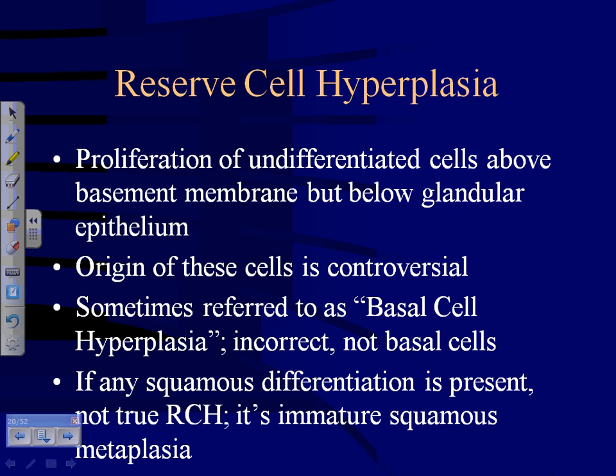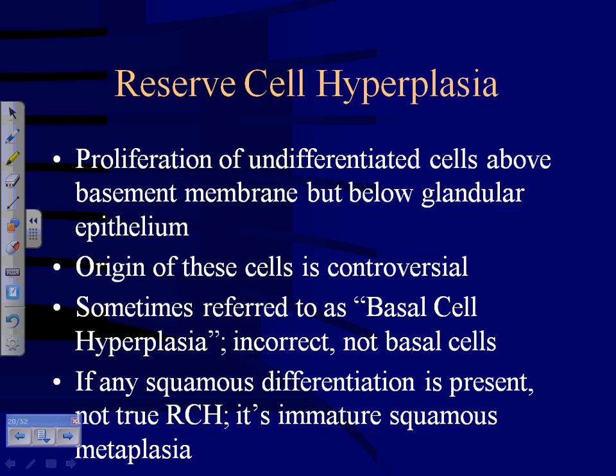Reserve cell hyperplasia, again, are your undifferentiated cells just above the basement membrane, but below the glandular columnar cells. They don't stand out very well like the basal and parabasal cells do on histology or cytology for that matter. But they're there. You know that those are the cells that are giving rise to the endocervical cells. It's just that they're not very commonly seen. And in fact, when we see them on histology and cytology at all, to me, that's an indication that we're probably dealing with reserve cell hyperplasia when we actually can see a lot of them.